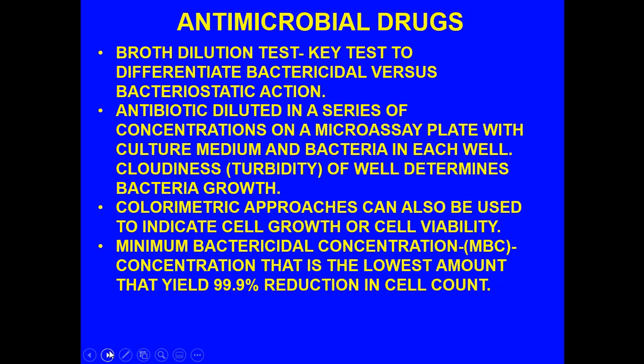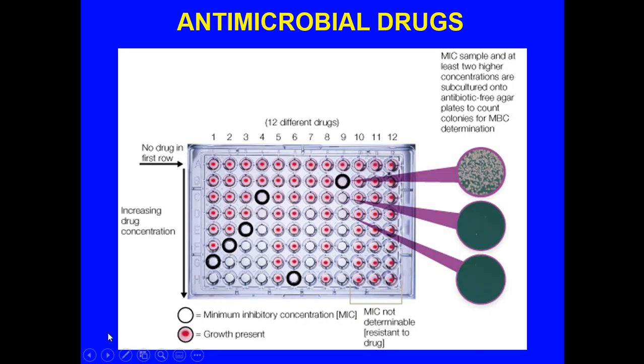Now, you use a colorimetric approach that you can use to indicate cell growth or cell viability. This is where you're going to get minimum bactericidal concentration, MBC. It's the concentration that is the lowest amount that will yield a 99.9% reduction in the cell count.